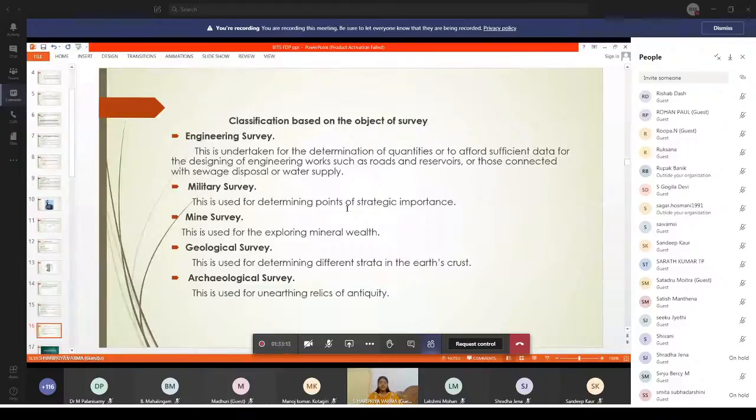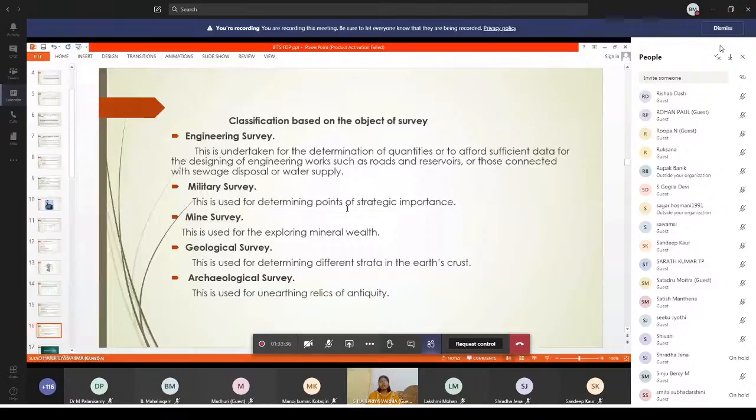Military survey is used for determining points of strategic importance. Coming to mine survey, this is used for exploring mineral wealth. Whereas in geological survey, it is used for determining different strata in Earth's crust. Coming to archaeological survey, this is used for unearthing relics of antiquity.